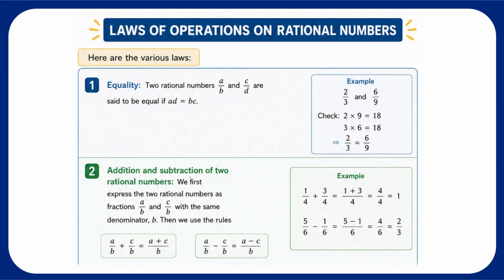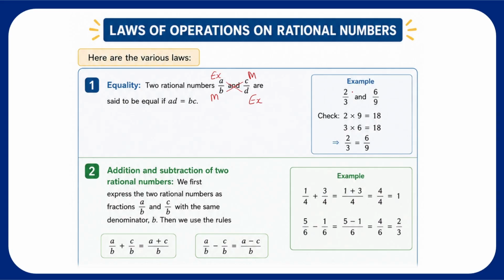So there are few laws of operations on rational numbers. The first of which is the equality law. Two rational numbers a over b and c over d are said to be equal if a times d is equal to b times c, which means the product of the extremes, a and d are extremes, b and c are the means. So the product of the extremes must be equal to the product of the means.